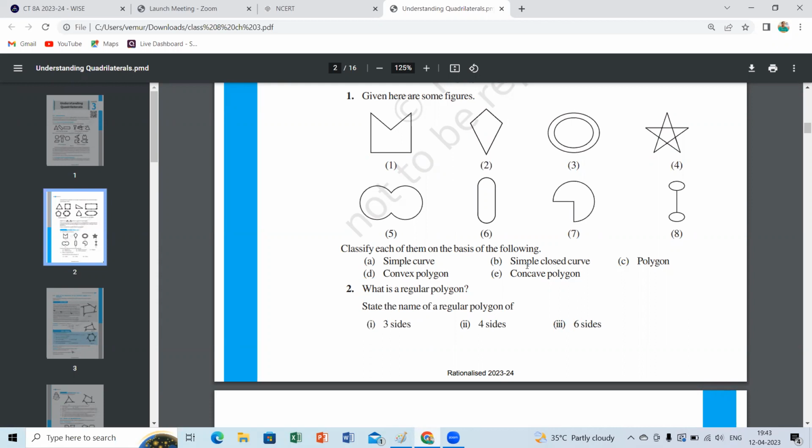Then what type of figure is it? It's a simple closed curve. Yes. Eighth figure. Ma'am, it is not a polygon. Yes, it is not a polygon, but what type of figure is it? Simple curve, simple closed curve, or complex curve? Ma'am, I think it is a simple closed curve.